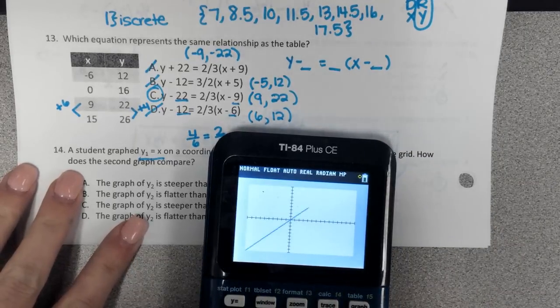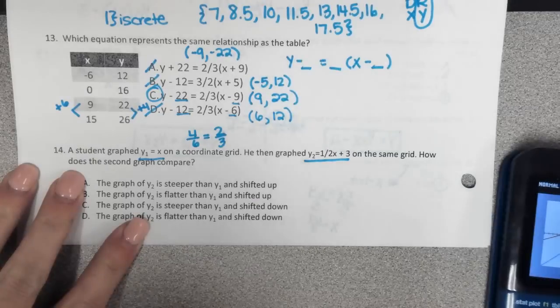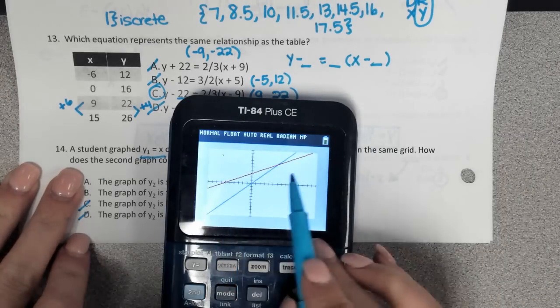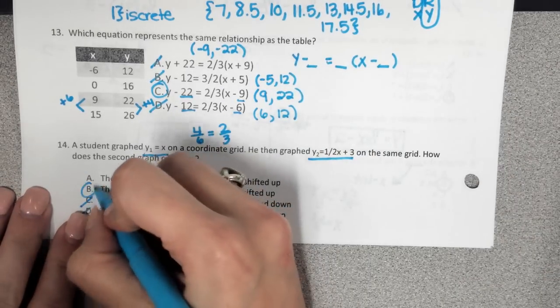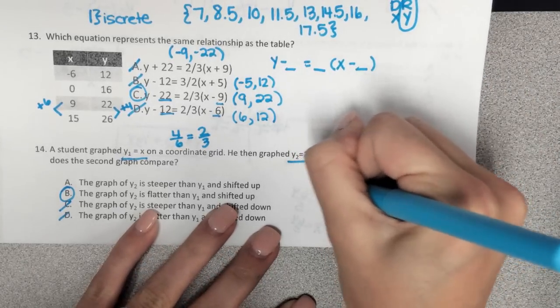Well, there's the first one. There's the second one. All right, so it's shifted up. So it's not C or D. And that red line is flatter. So it's B.